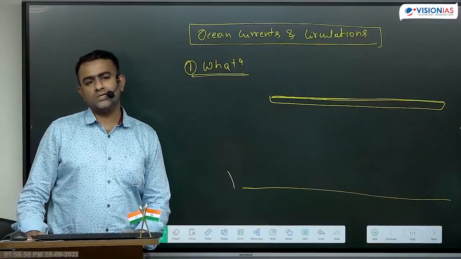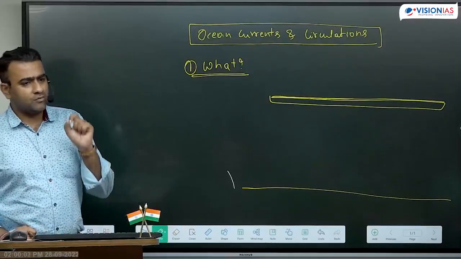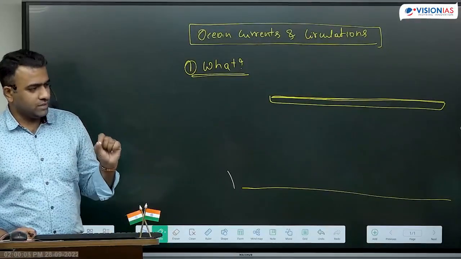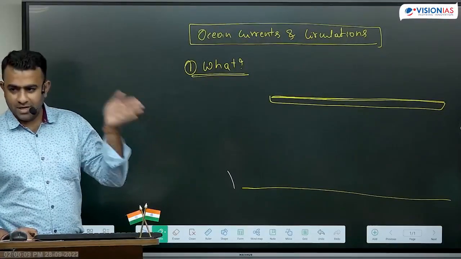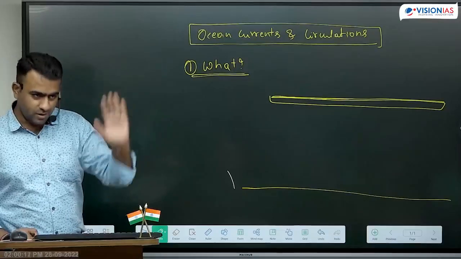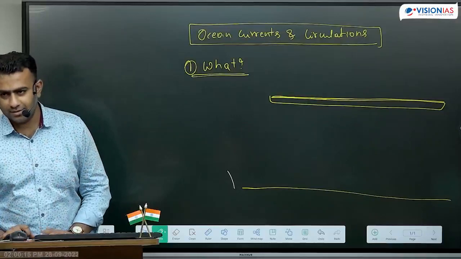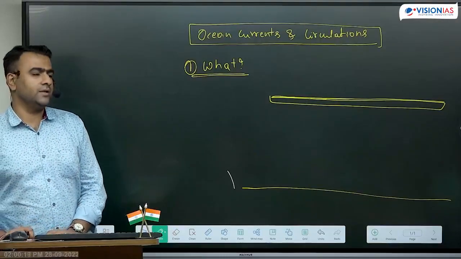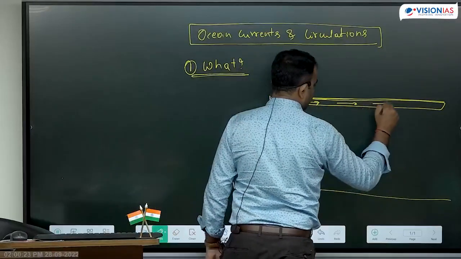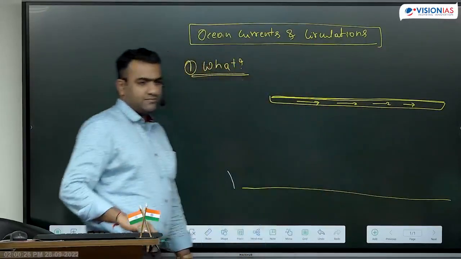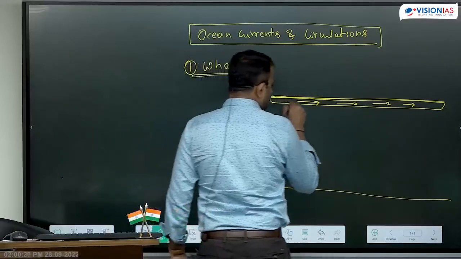So first of all, what are these ocean currents? Ocean currents are the general movement of water of the ocean near the surface in a specific direction, over a long distance, usually throughout the year. So what points did we note? They are the surface movement of water. They are limited to the surface. And they move in a specific direction.